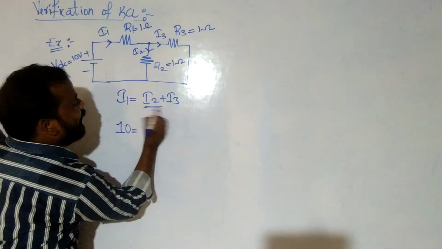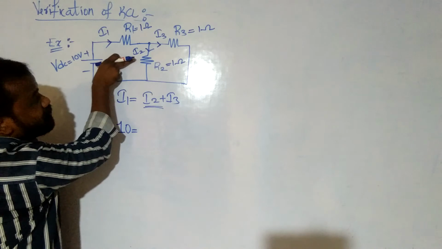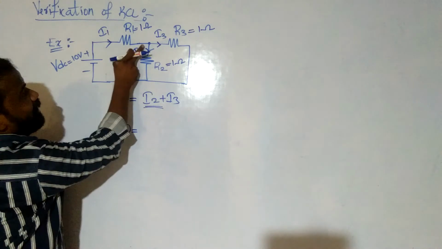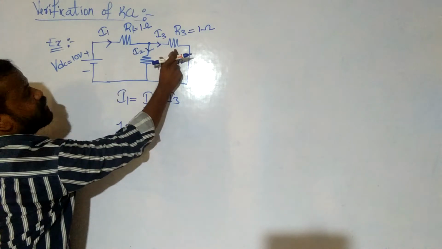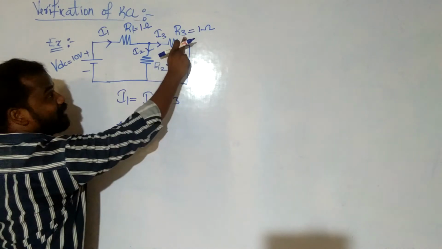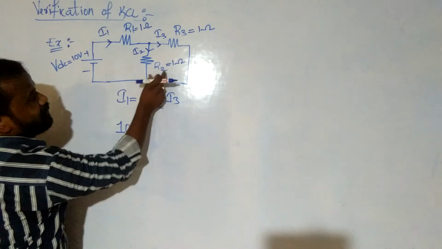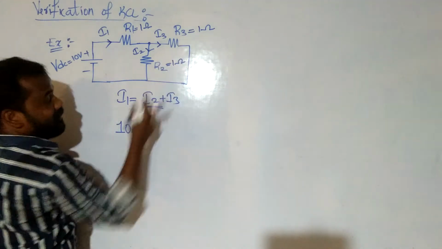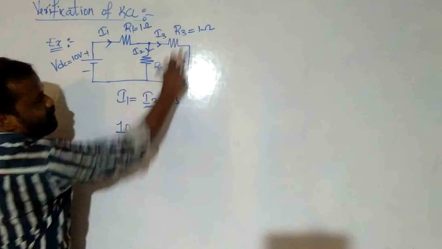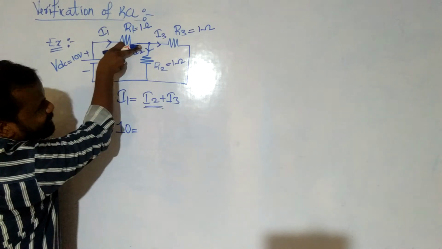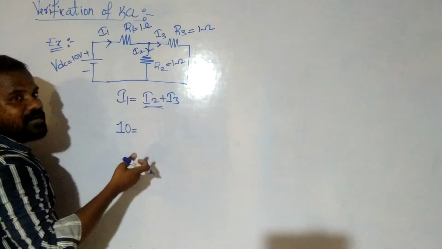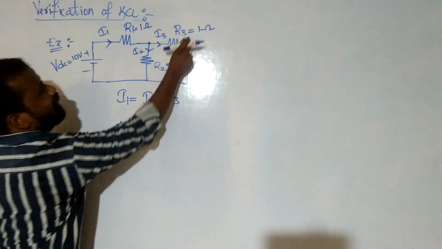To calculate I2, I2 is the current flowing through resistance R2 from the total current I1, because after this junction point we have two resistances, and the value of R2 is 1 ohm and R3 is also 1 ohm. It means the values of R2 and R3 are both the same. That's why the current divided between R2 and R3 must be the same: the current is divided equally because the values of R2 and R3 are the same.